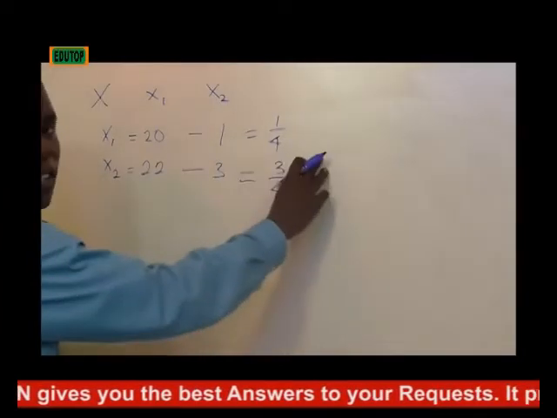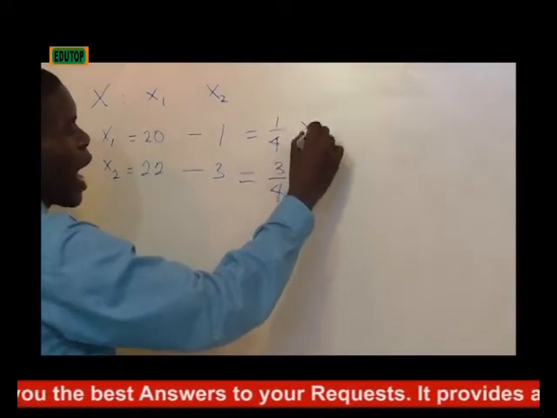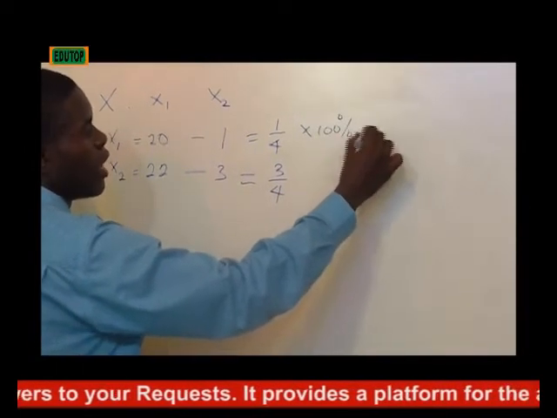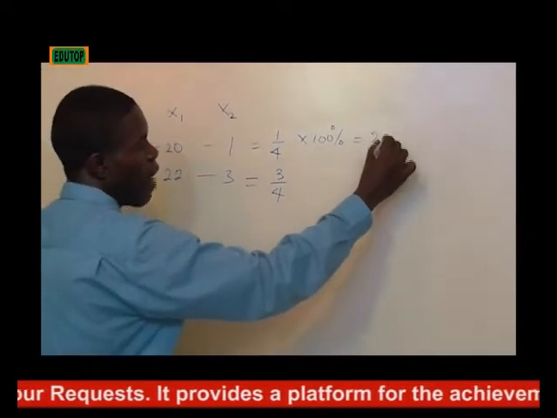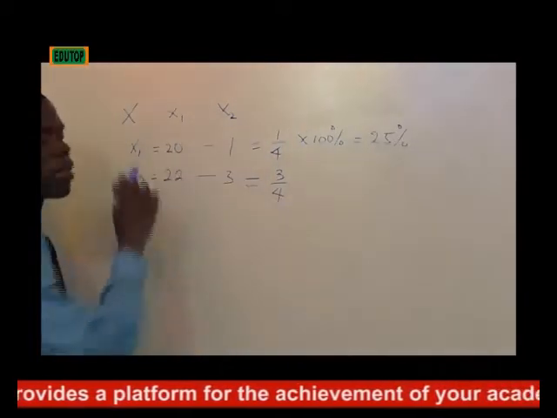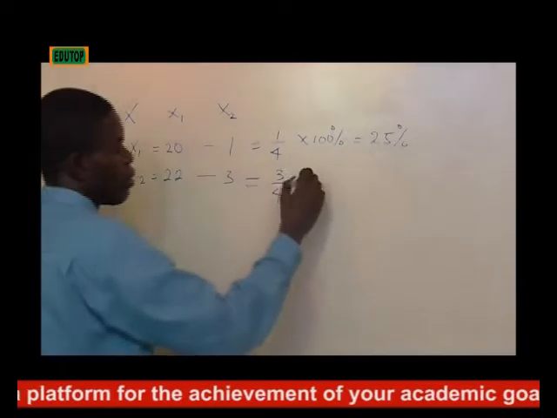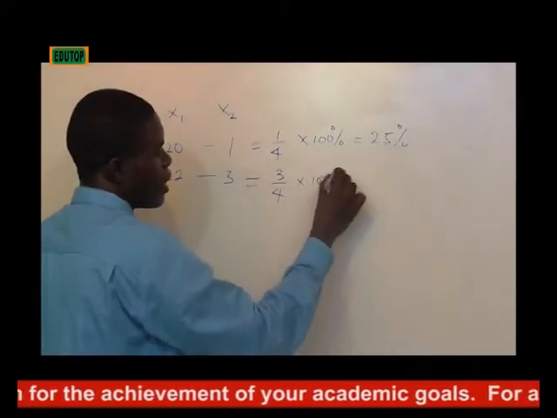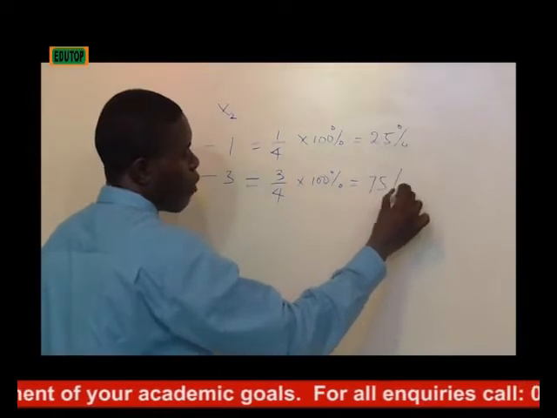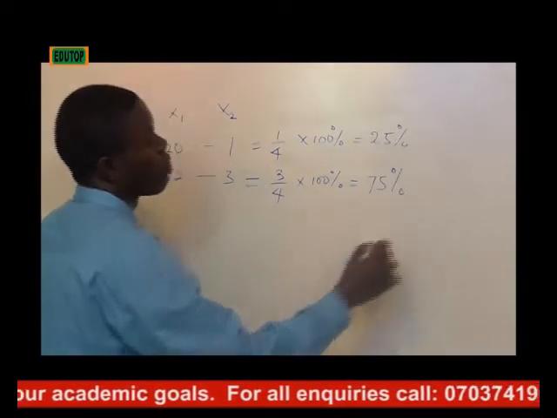Taking it to the percentage, multiply by 100%. Then you will have 25% for x1. Multiply by 100%, then you have 75% for x2.